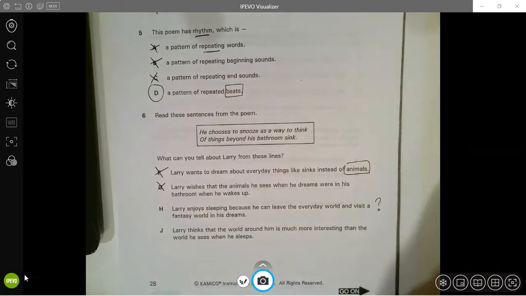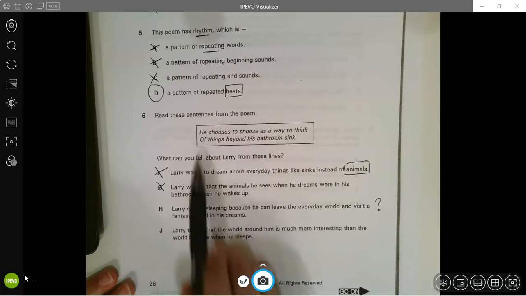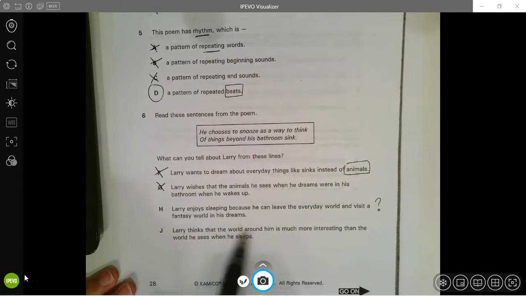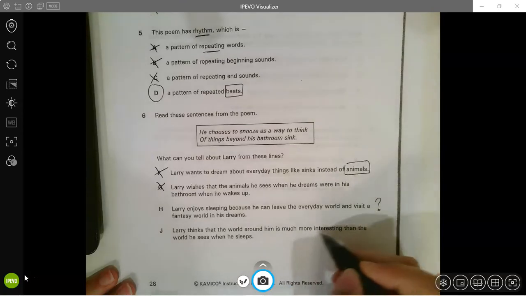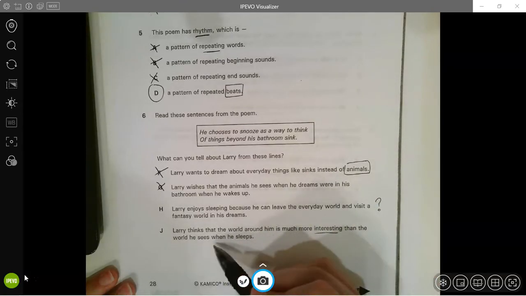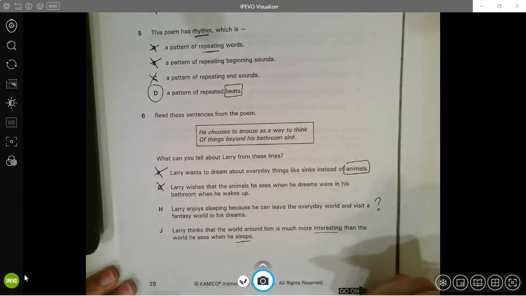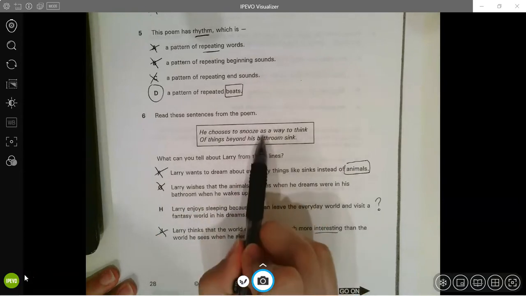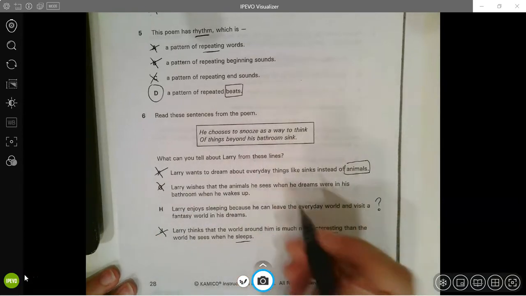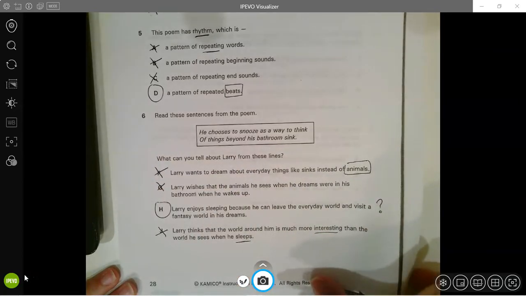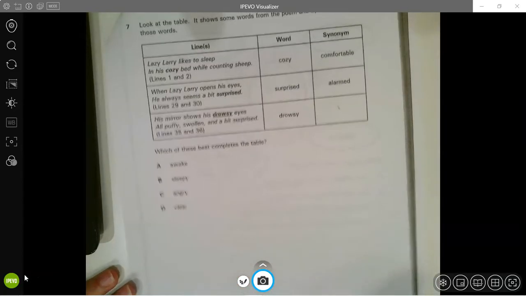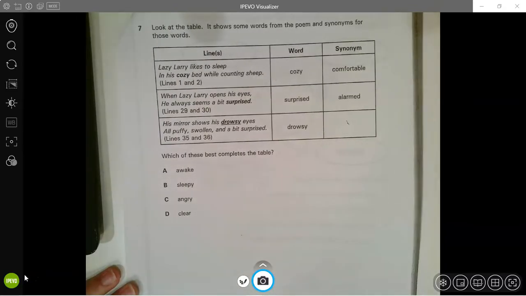Maybe. Larry thinks that the world around him is much more interesting than the world he sees when he sleeps. So let's look at that one again. Larry thinks the world around him is much more interesting than the world he sees when he sleeps. Okay. So no, he thinks his dreams are more interesting. So he chooses to snooze as a way to think of things beyond the kitchen sink. So H is going to be our answer. Okay. Let's look at number 7.